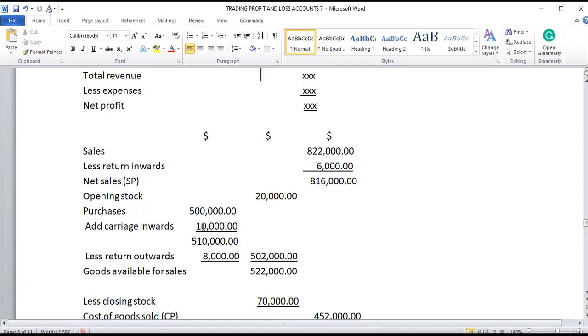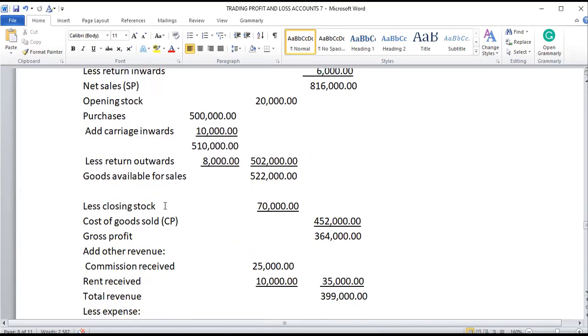What's the carriage invoice? The company buys goods and they pay for transportation. So that's the carriage invoice. You add it to your purchase in order to know your total purchases, which is what? $510,000. And you deduct any return outwards. What is the return outwards? They buy the goods and realize some of the goods are damaged, so you have to return it. So you deduct it from your total purchases. When you do that, you get $502,000. Then you add your opening stock of $20,000 to it. Then you get your goods available for sale of $522,000.